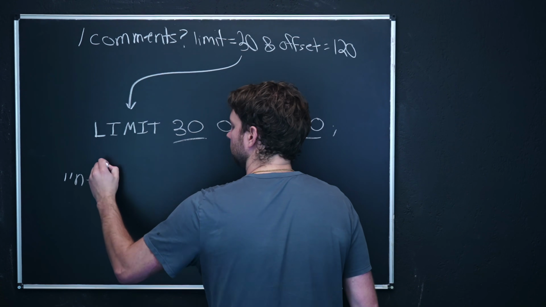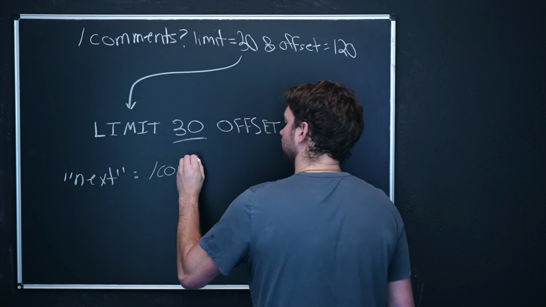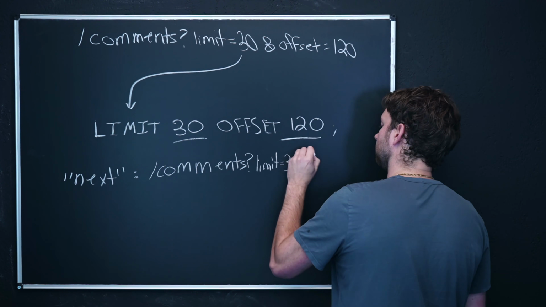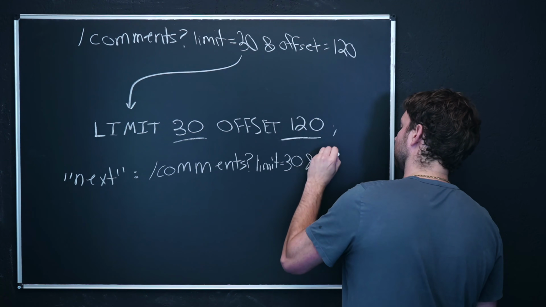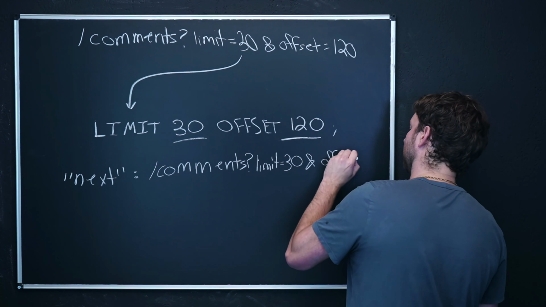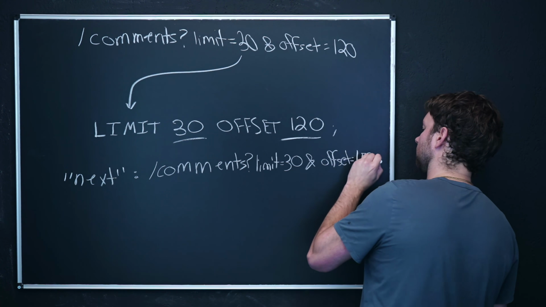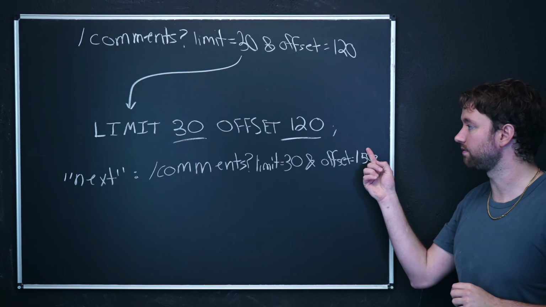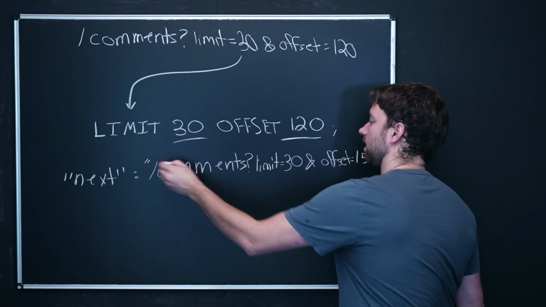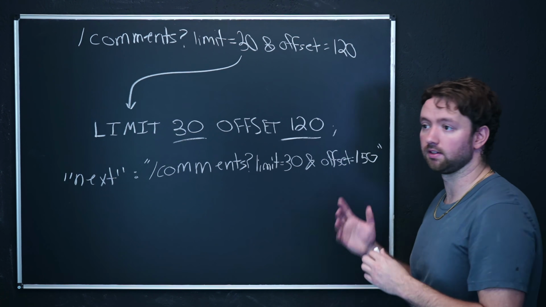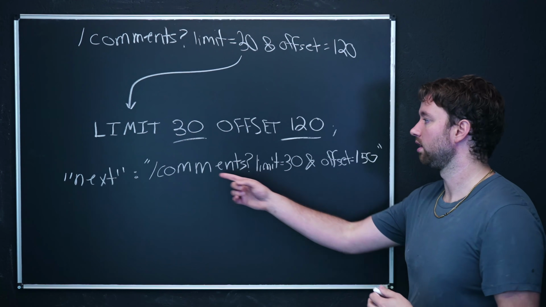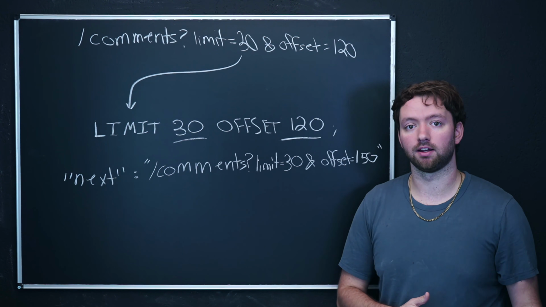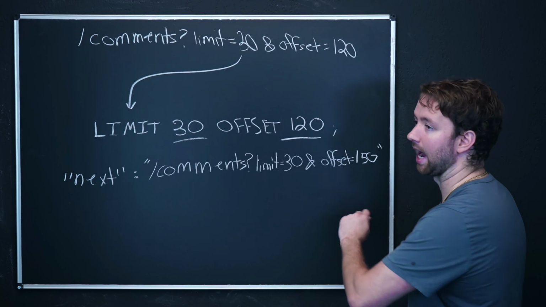The next attribute would look something like this. Comments, limit 30, and offset 150. So basically just adding the limit to that previous offset to get the next URL. And then the client can easily click this if they're within an API viewer, or just grab that in code and navigate to that path to get the next page of data. Same idea with the previous, you would just subtract instead of add.